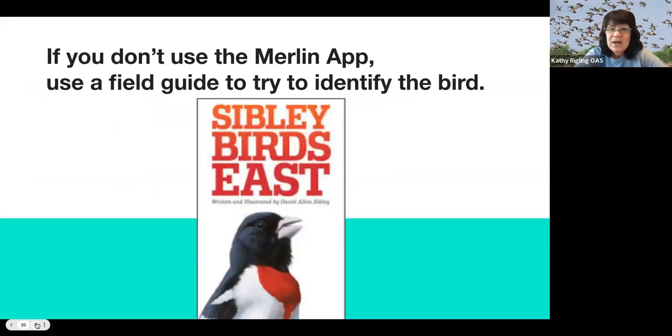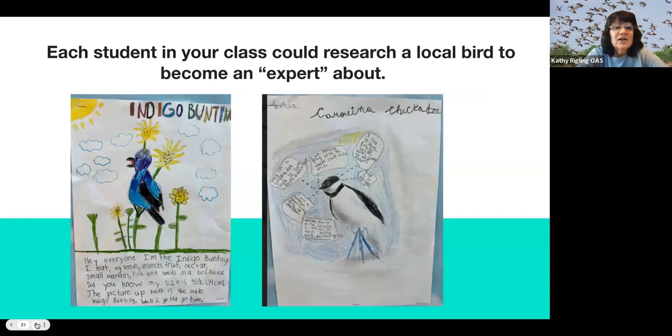There are plenty of field guides that can help you identify the bird that have pictures and maps and information. Another thing in your class is each student could get a local bird and they could draw a picture and write information and they could become an expert. So when you're out looking for birds, if they see their bird, they'll be the one to say, yes, that is a Carolina chickadee, and I know because I researched it.